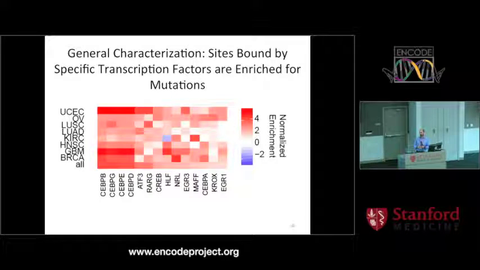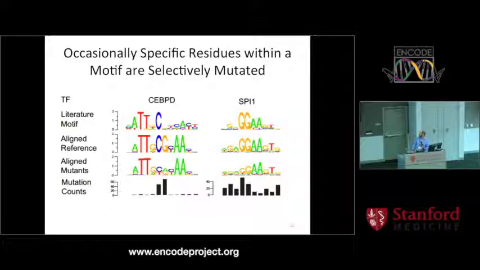We can also drill into the individual sequences, in this case using motif analysis, to see where those mutations may lie. And specifically, here are two examples that were successful, where you can show that the mutation counts don't just lie anywhere in the sequences, they can lie in very specific residues. In this case, the central two seem to be the most mutated ones. In this case, it's actually more varied, for SP1, it varies across the individual residues.